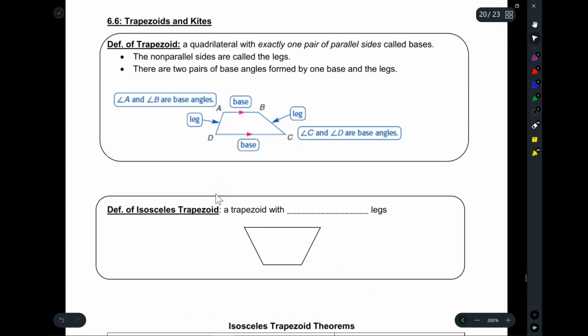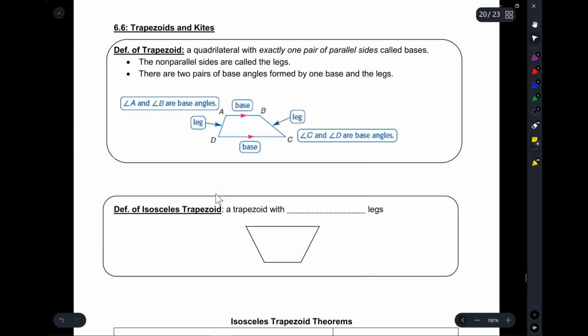Hi, in this section we're going to be talking about trapezoids and kites. So let's start with trapezoids. The definition of a trapezoid is that it is a quadrilateral with exactly one pair of parallel sides. And that word exactly is very meaningful here because it says there's got to be one pair of sides that are parallel, but only one pair of sides that are parallel.